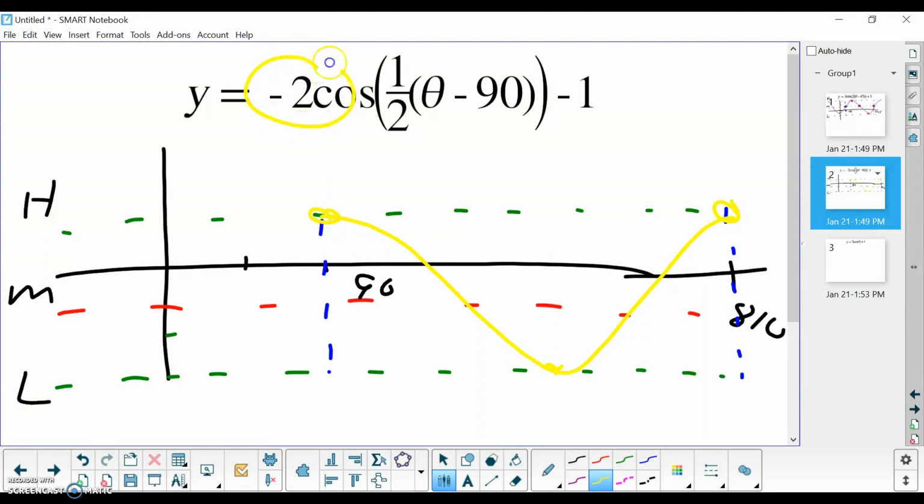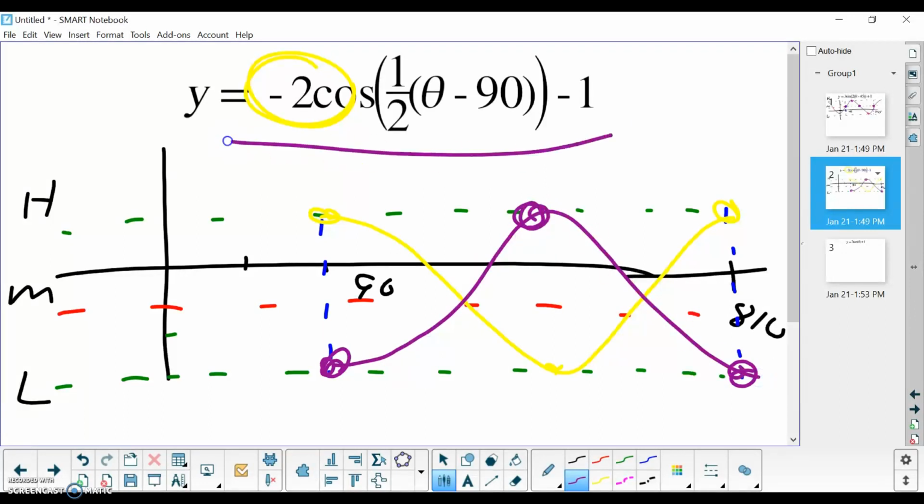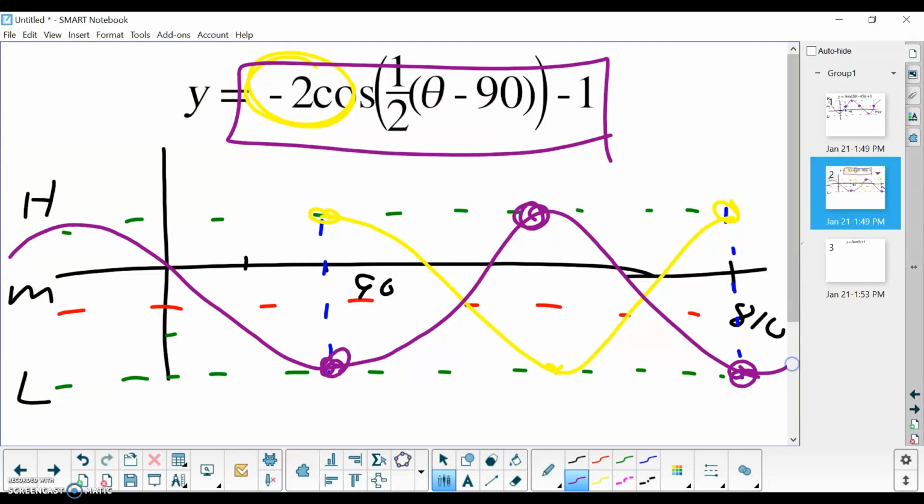Now here, we've got that -2. So that's not what the yellow one is, not with the -2. What's going to happen differently is the graph's going to start and end at the bottom, and it's going to hit the top in the middle. Just a mirror image. So this whole graph, because of that -2, would look like that purple graph there. And again, it would keep going in both directions.